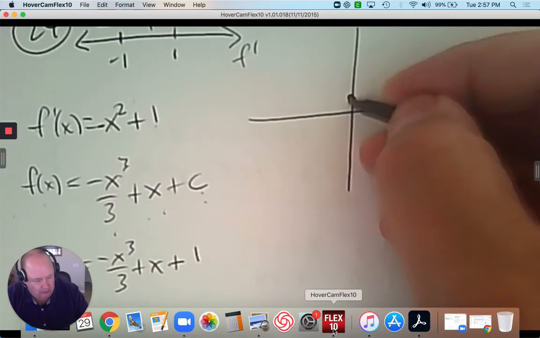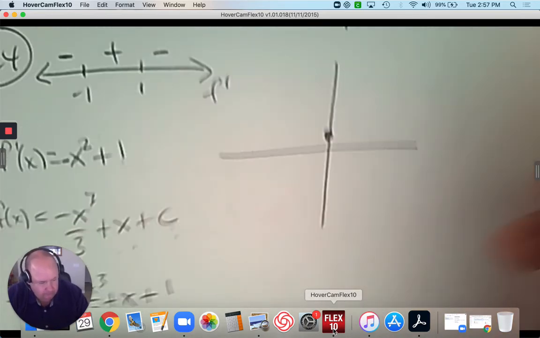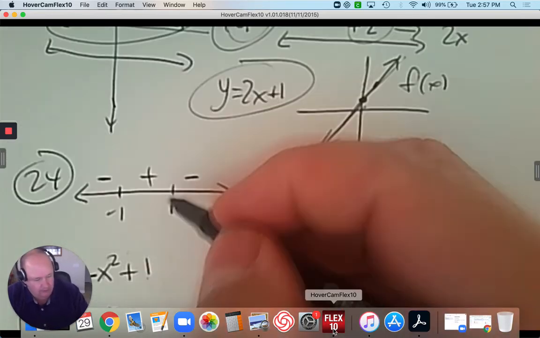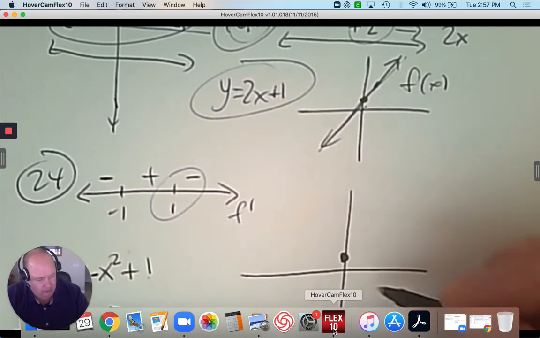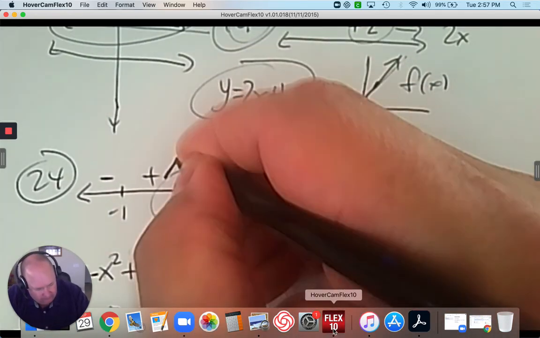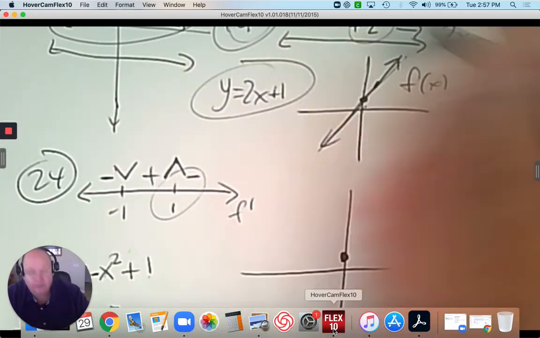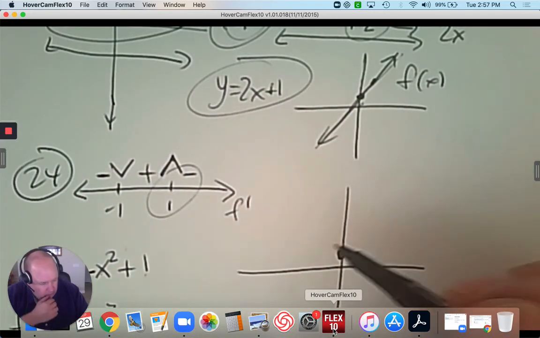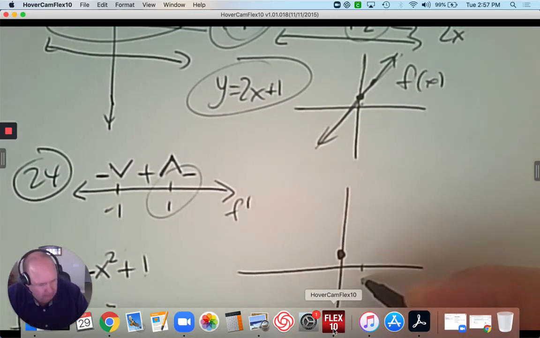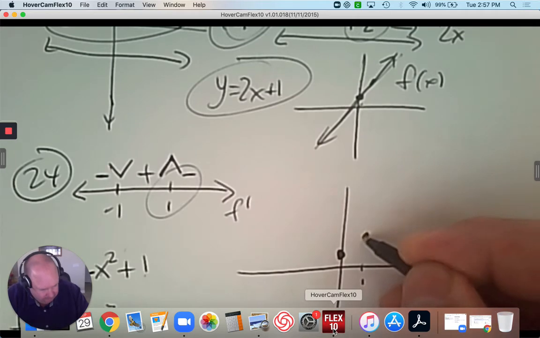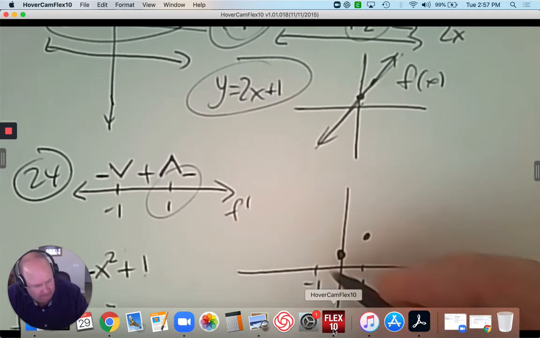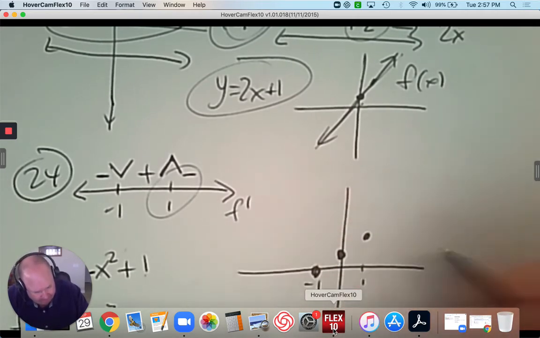So if I start at 0, 1, so what do we know at 1? We know at 1 is a maximum. At negative 1 is a minimum.